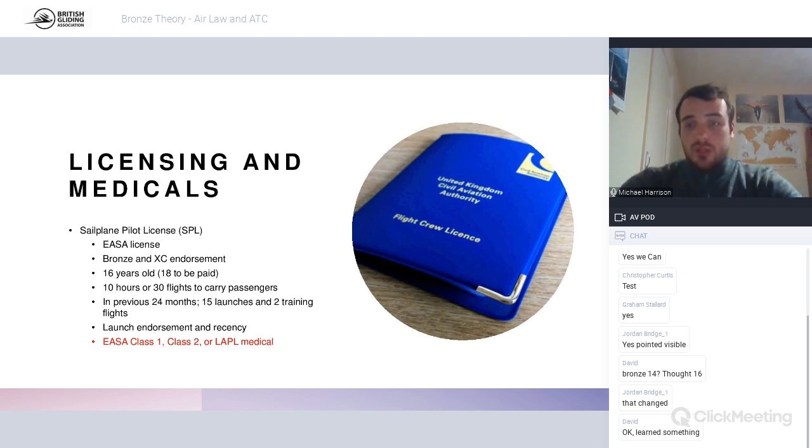The other key difference when you start flying with a sailplane pilot's license, instead of a BGA badge, besides needing a formal medical, is that you actually have recency requirements now. So instead of self-assessing your recency or following your club's recency requirements for their gliders, you now actually have to comply with legal recency requirements. And they're fairly straightforward. All they say is that in the 24 months prior to whatever day it is now, you have to have completed 15 launches and 2 training flights. That's just 2 flights with an instructor on board, and the instructor signs your logbook to say they happened.